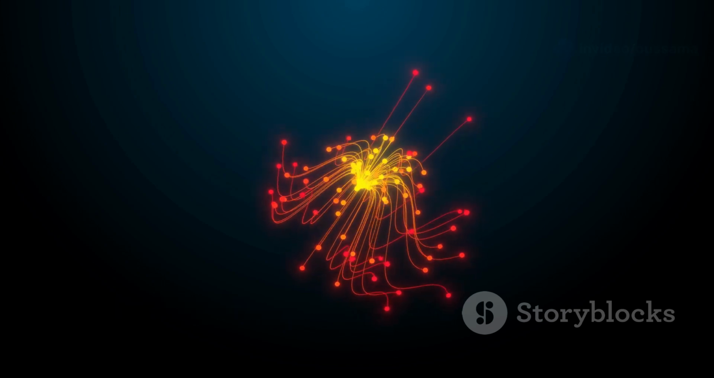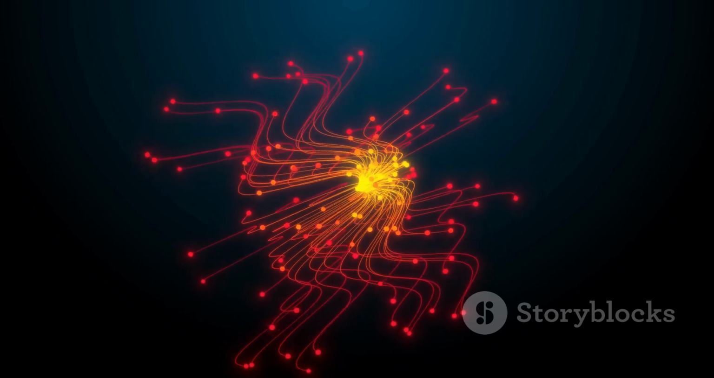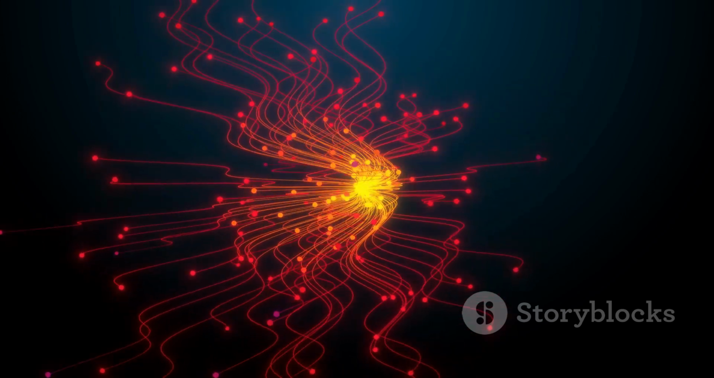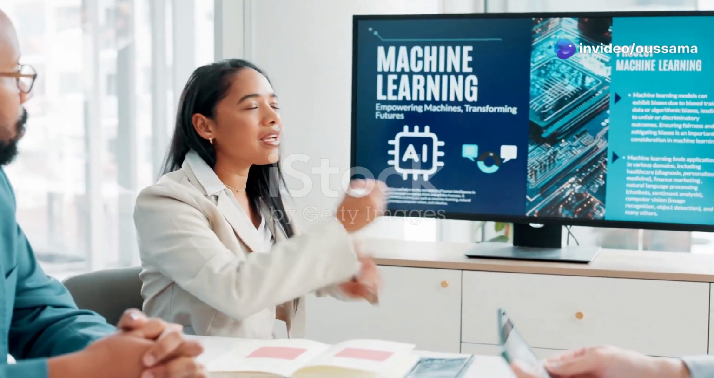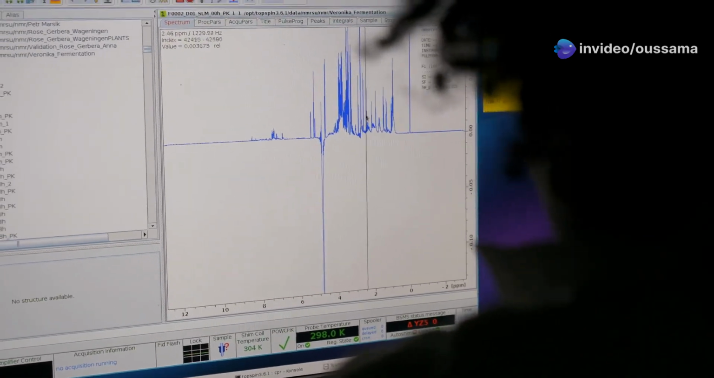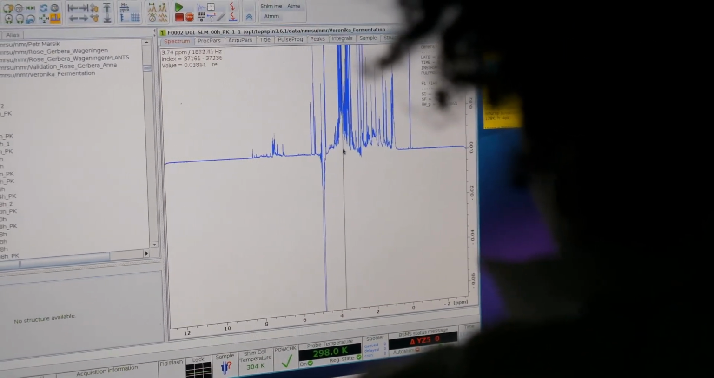Now let's talk about recurrent neural networks, or RNNs, the masters of sequences. Remember how we talked about FNNs not being great with data where the order matters? Well, that's where RNNs shine. They're specifically designed to handle sequential data like time series, speech, and text.